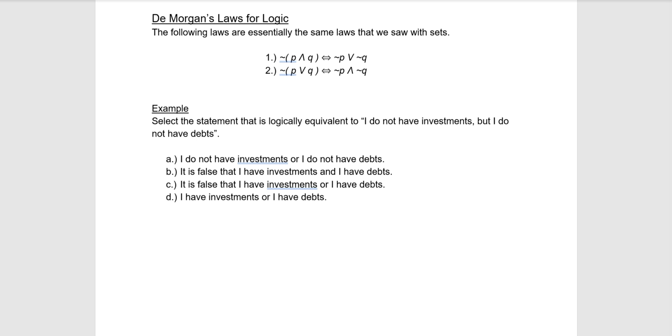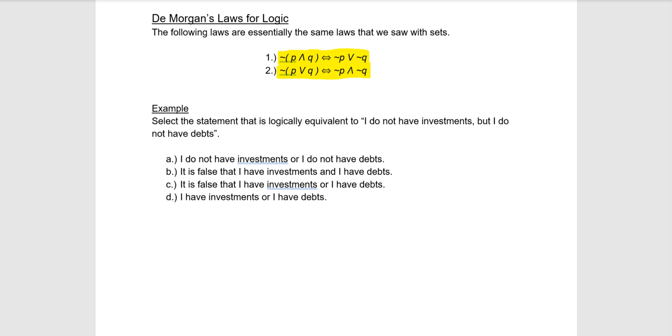So the next thing is going to be De Morgan's laws for logic. If you remember De Morgan's laws with sets, it's essentially the same exact laws. So we have our two laws. The first one is it is false that P and Q. That's going to be equivalent to not P or not Q. And statement 2 is it is false that P or Q. That's going to be equivalent to not P and not Q. So essentially the negation is the same as the complement, the conjunction is the same as the intersection, and the disjunction is the same as the union.